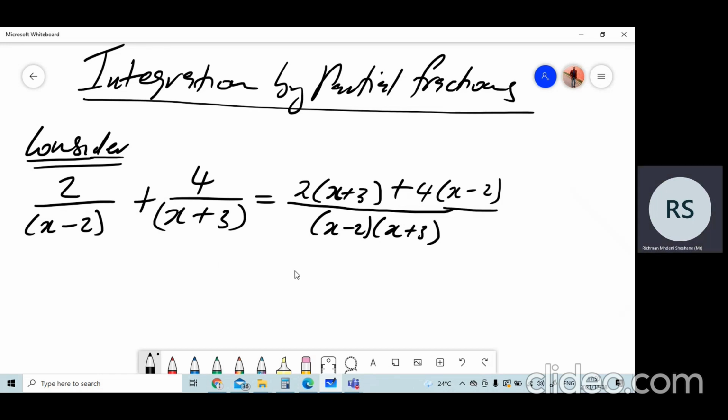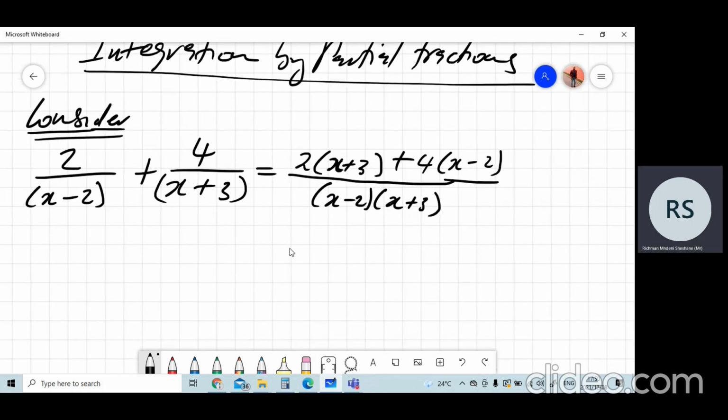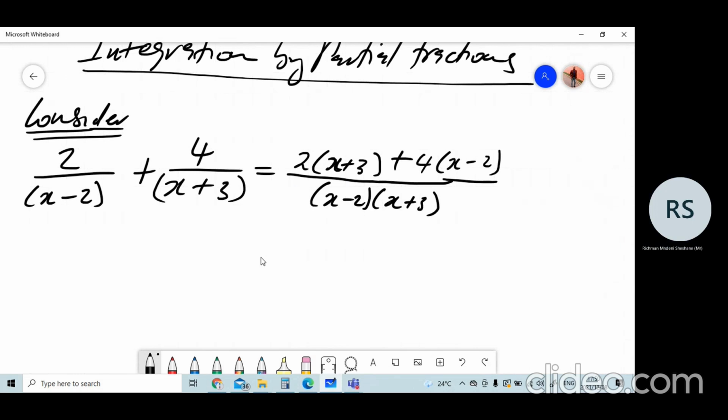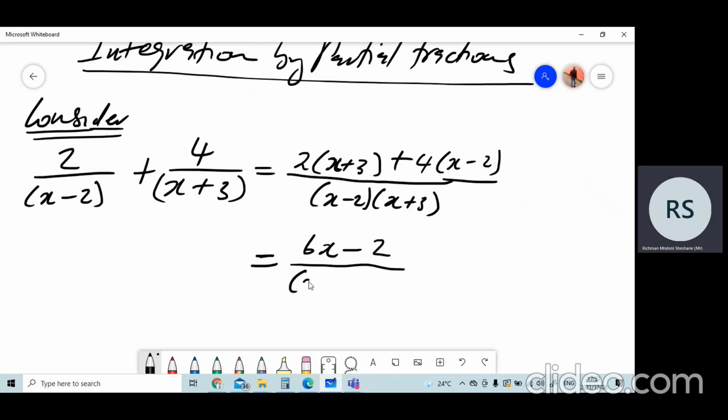You know this from grade 9. You know how to add fractions. So now you open the brackets and add like terms. You'll have 2x plus 4x, which gives you 6x. After you open the brackets and multiply with 3, you have 6, and then 4 multiplied with minus 2 is minus 8. So you have 6 minus 8, which is minus 2, all over the denominator x minus 2, x plus 3.